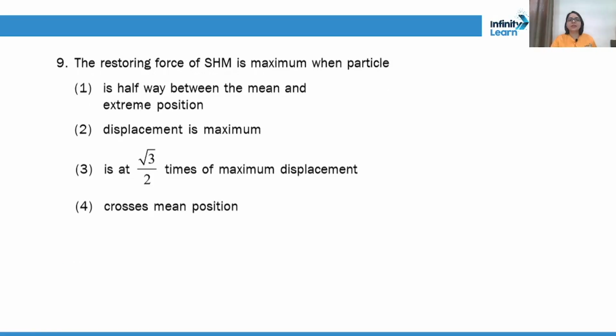Question number 9. The restoring force of SHM is maximum. So restoring force is minus Ax and it will be maximum when x is maximum. x is maximum when the displacement is maximum. So the correct answer is option 2.